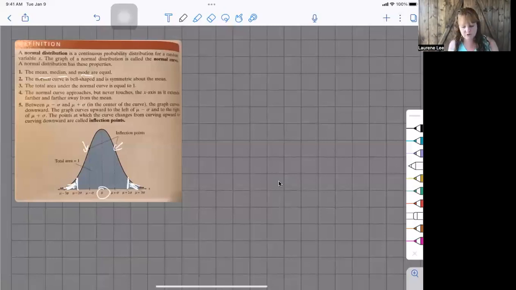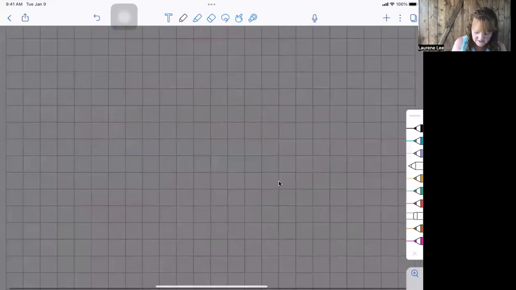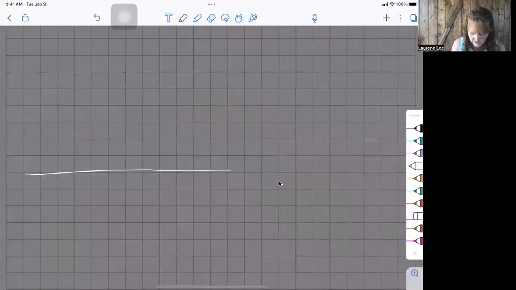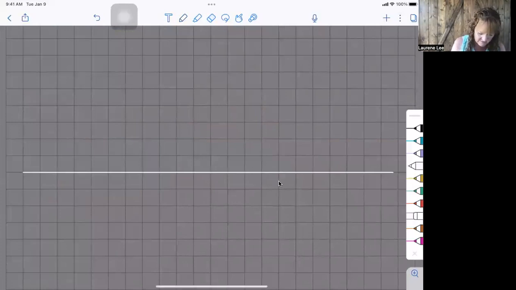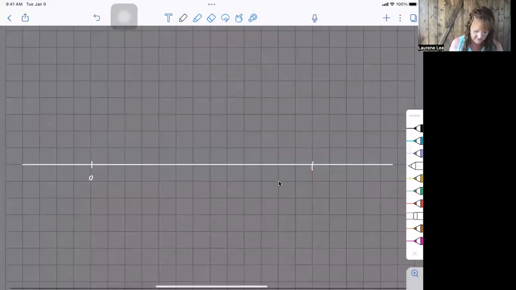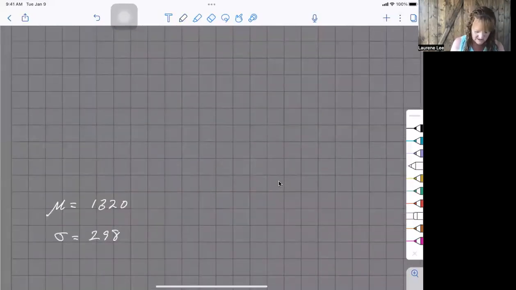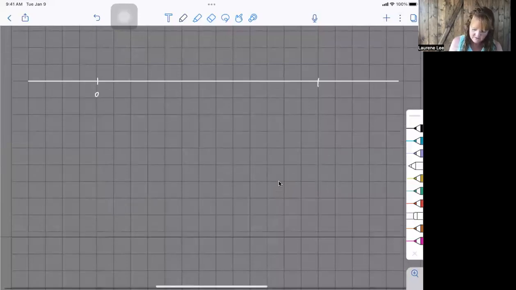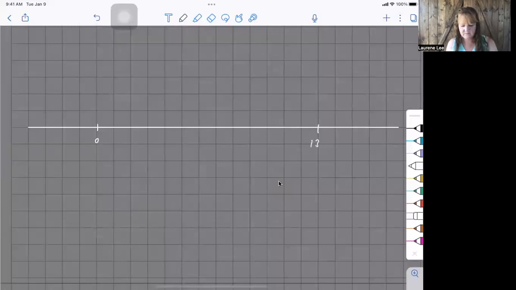Again, normal distribution. Here's the only change with 5.1. In 5.2, we would take a situation like, let me draw a number line, big number line, because we're going to use the whole thing. Say we've got 0 down here somewhere. And up here, let's say we're taking a standardized test. And let's say, for example, that the mean is 1320 and the standard deviation is 298. So I've got 1320 here. These test scores are normally distributed.